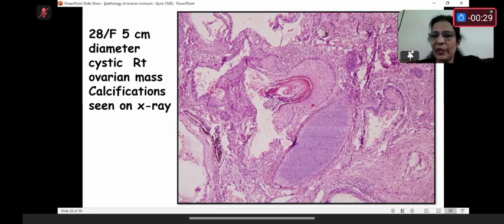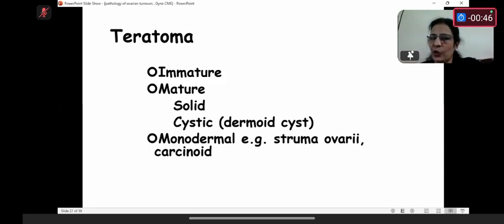So this was a teratoma which was there in a 28-year-old lady, was shown calcification on X-rays, and one can see cartilage, glandular epithelium, as well as the skin epithelium or the stratified squamous epithelium, so mature cystic dermoid teratomas.